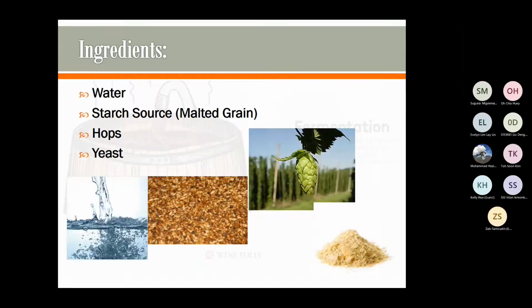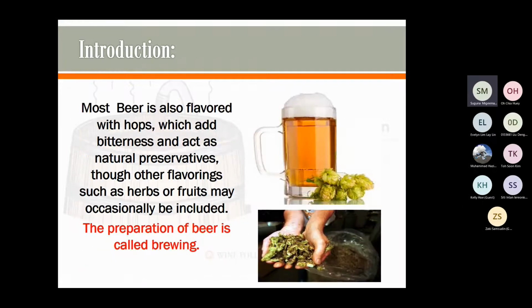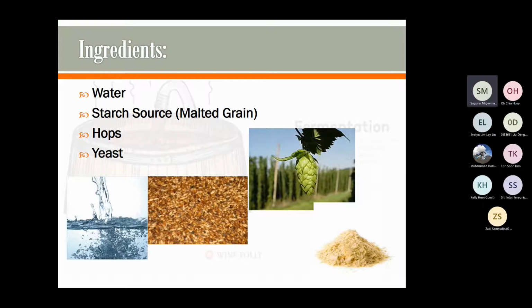Only 4 ingredients are basically needed in beer making. Water, a starch source, where we can choose any malted grain. Malted, as we understood earlier, means we germinate the seed. So malted grain, and then hops, and also yeast that we are going to add in.